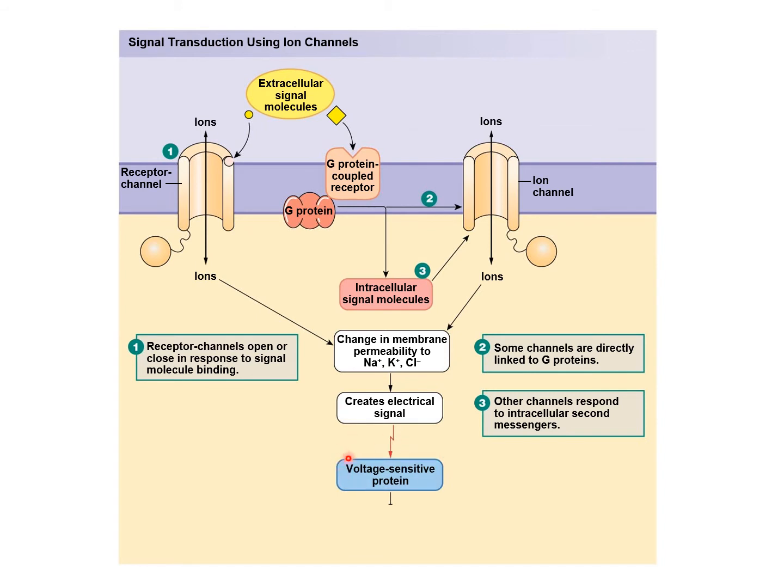If it's of enough magnitude, the voltage sensitive protein, in this case, if it's a neuron, that would be the voltage gated sodium channel in the axon hillock, which then sends action potentials to the central nervous system. But it can be ionotropic this way, directly, or it can be metabotropic, either by the G protein or a second messenger subsequent to the receptor that then activates that channel.